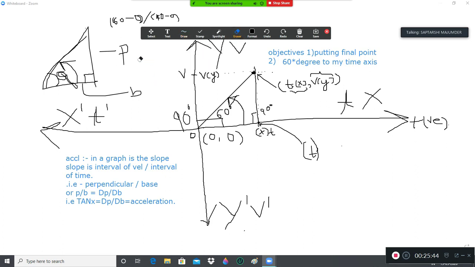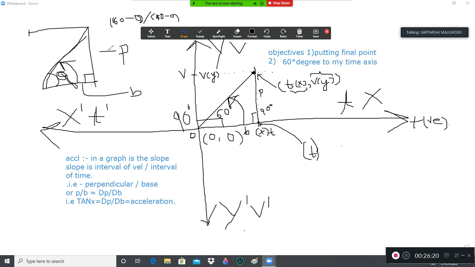So now if I take ratios, you clearly see that this is perpendicular and this point is referring to this point. That is, in the graph, this point is referring to this point, and this point is referring to 0, and this is time. This is 0, this is time, and this is again a point, again a value. So this is perpendicular and this is base.